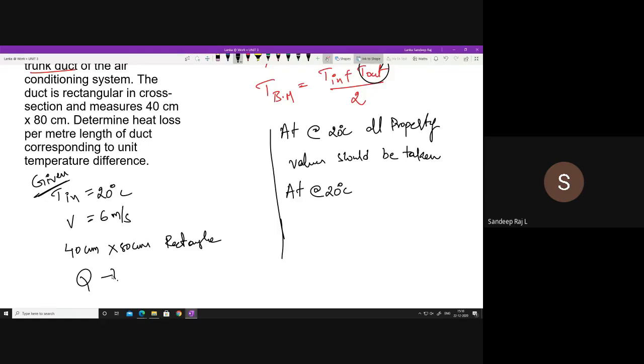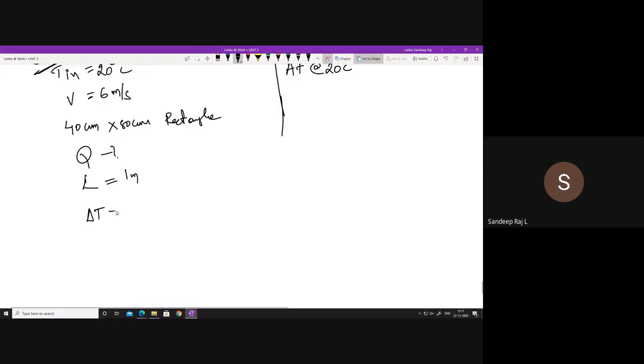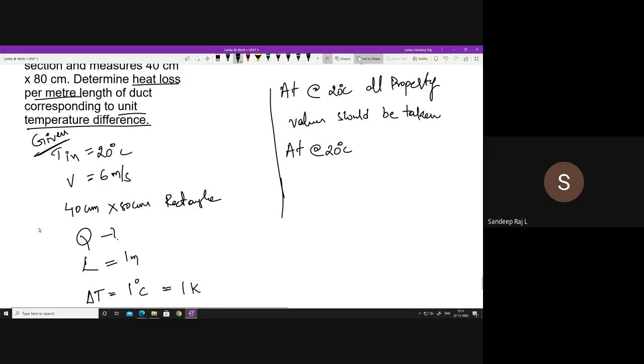Asking you the Q, determine the heat loss per meter length. So he's saying that the L value is also known. The L value is given as 1 meter, and he is giving the temperature difference also. The delta T is 1 degree centigrade, or 1 Kelvin. That's what is given in the question, and he's asking you to find the Q value.